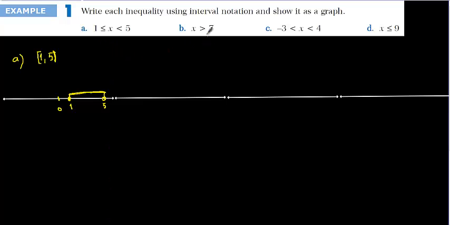For the second one, b, x is greater than 7. So when I choose this point as 0 and this point as 7 here, let's say, this is going to be open firstly, and it's going to be to the positive infinity side, because numbers greater than 7 are 8, 9, 10, and so on to infinity.